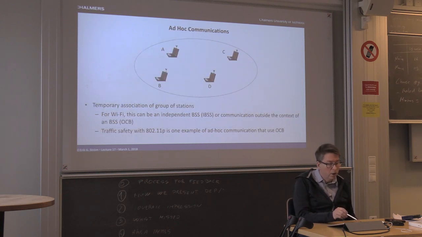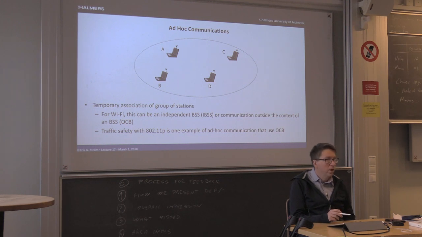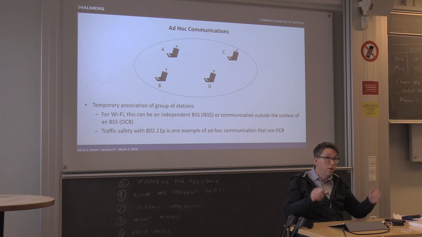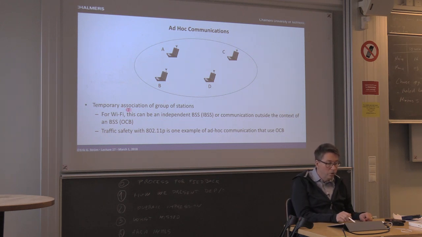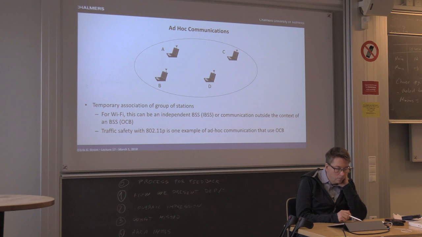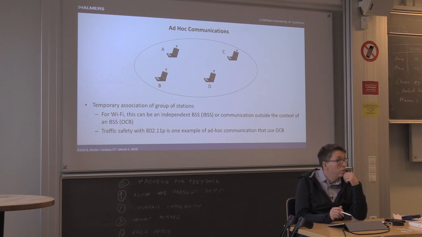Okay, so an ad hoc network, what is that? Well, it's a bunch of Wi-Fi nodes that self-organize into a network without any access point to coordinate everything. So it's a temporary association of a group of stations. For Wi-Fi, there are two variations of this. One which is called an independent BSS or IBSS, sometimes called the ad hoc mode, or this communication outside the context of a BSS or OCB. Okay, so two variations on how to self-organize a bunch of nodes to start to communicate. So traffic safety is one example of this.